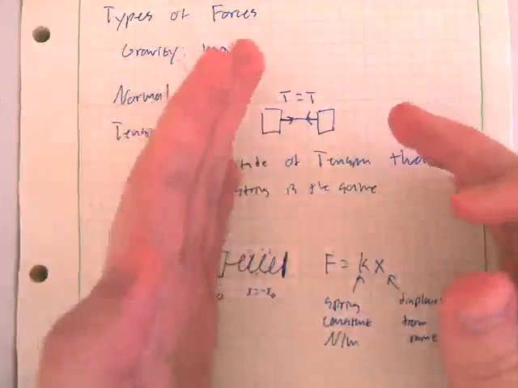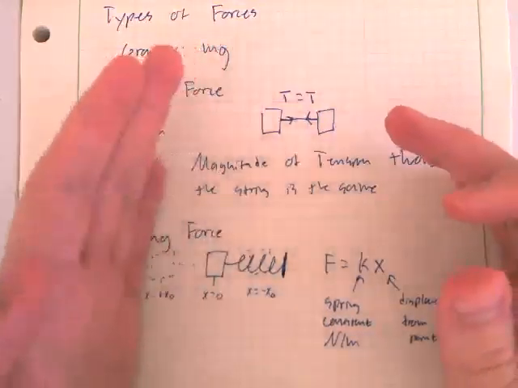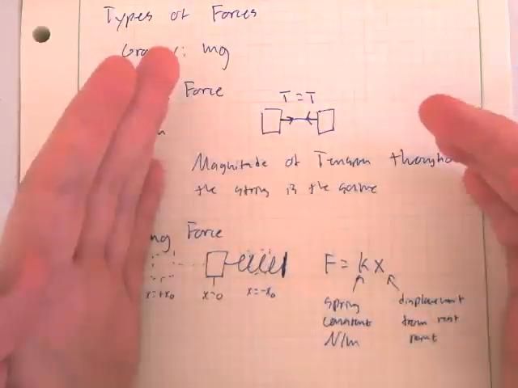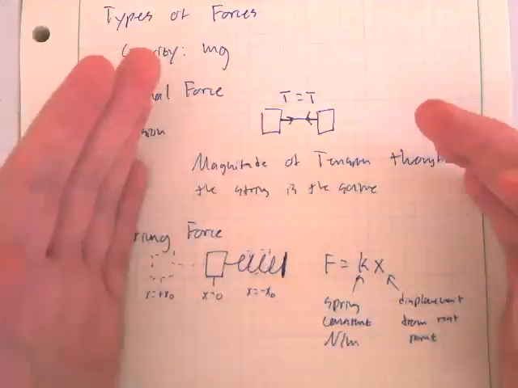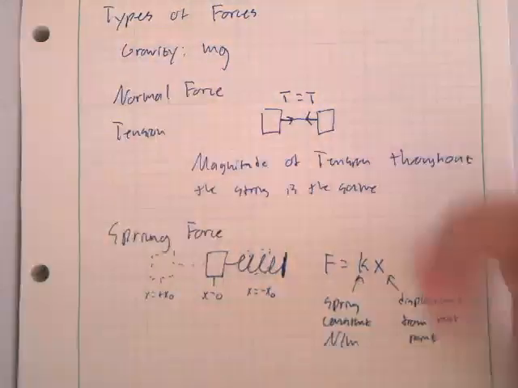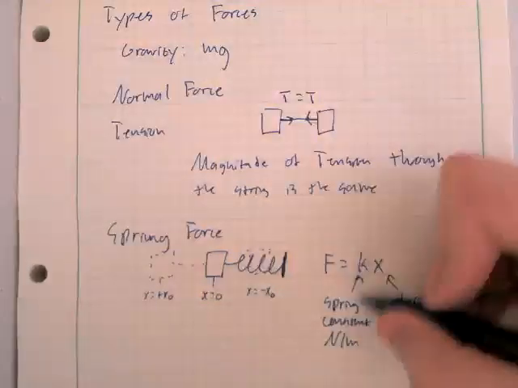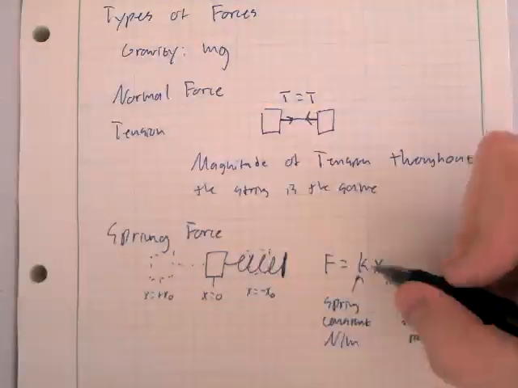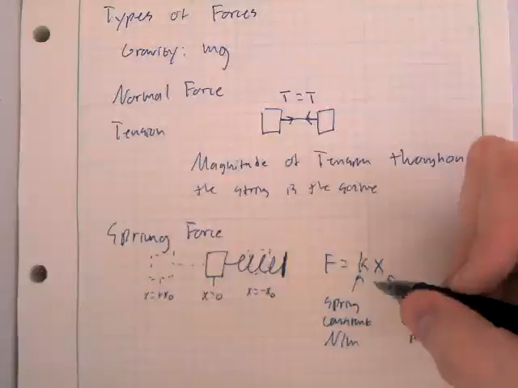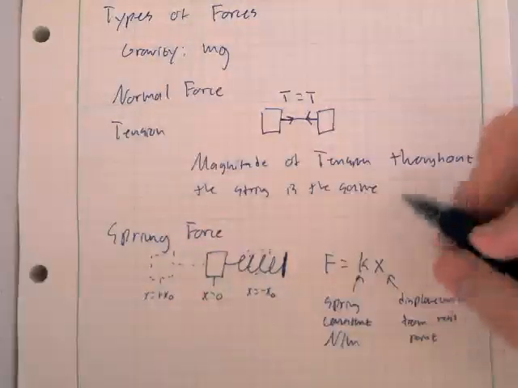And the opposite happens when I pull this spring. When I pull this spring, the force from the spring gets stronger and stronger as I pull it away from this. And so it is this nice relationship here. K is just a measurement. It's the spring constant. It's in newtons per meter. So you can kind of think of it as a measurement of how stiff the spring is.